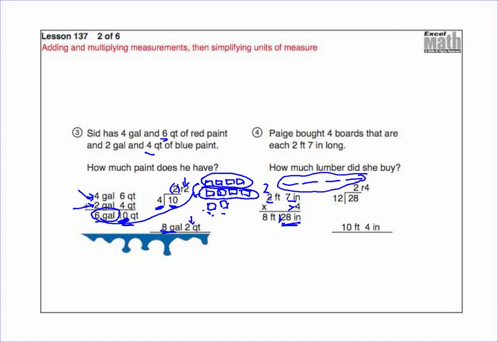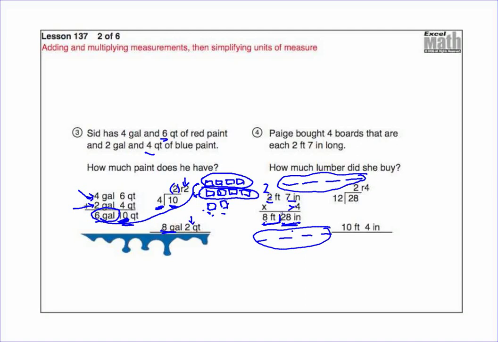And then 2 feet times 4 is 8 feet. 2 feet, 2 feet, 2 feet, 2 feet. Altogether, I have 8 feet. So the answer is 8 feet, 28 inches. But I don't want to leave it like that because the most inches I'd want to have would be 11 full inches. You could have 11 and a half or 11 and 3 quarters or something, but you never want to get to 12 inches because 12 inches is a foot.